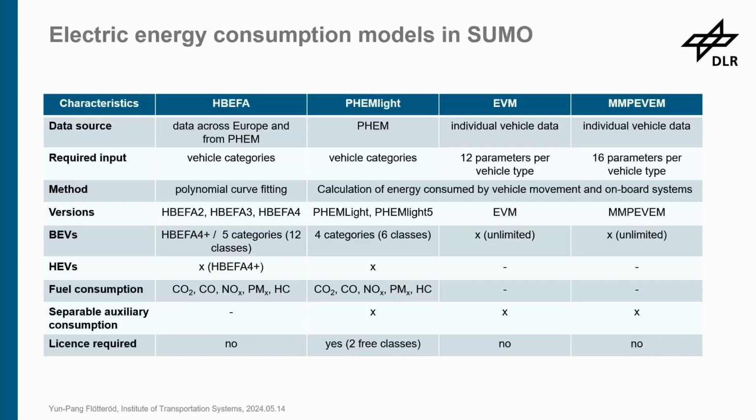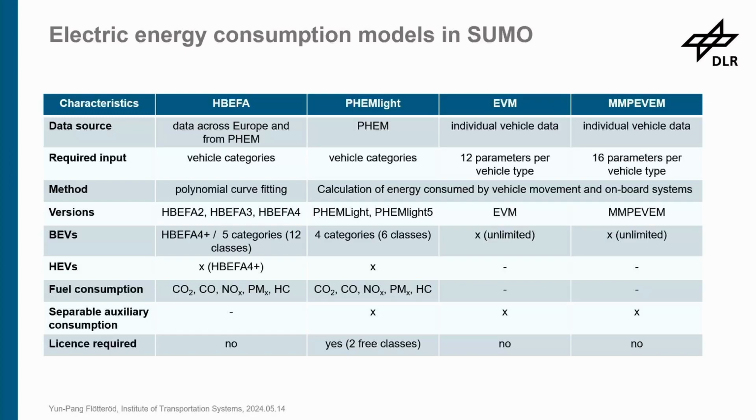and their emissions. In comparison to that, EVM, which was developed by Kurczveil and López, only looks at battery electric vehicles and also the vehicle types in detail. That means 12 parameters per vehicle type are necessary. It applies also to the MMP EVM, which was developed by Aachen University. And this model needs 16 parameters per vehicle type.